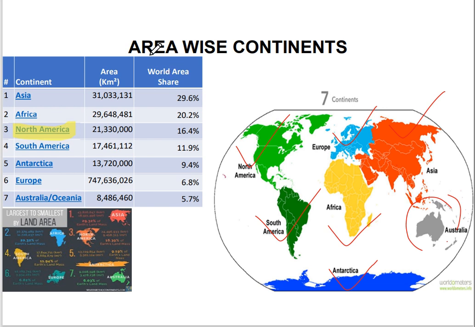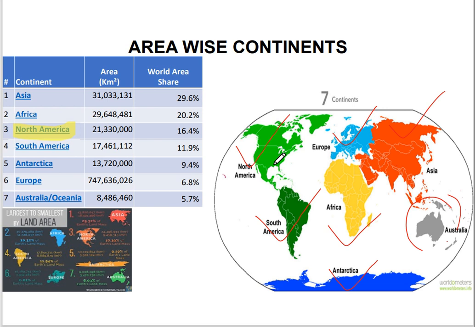So let's see the area-wise continents. As we know, there are 7 continents in the world, and according to area they are listed here. The largest continent on the earth is Asia. The second comes Africa, the third one is North America, the fourth South America, the fifth Antarctica, the sixth Europe, and the last one is Australia, also known as Oceania.